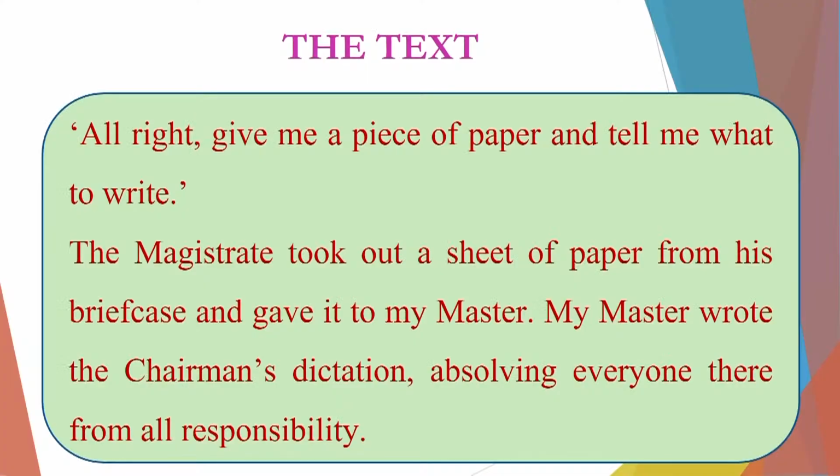What happened next? "All right, give me a piece of paper and tell me what to write." So this is the speech from the master. He says that, all right, give me a piece of paper and tell me what to write. The magistrate took out a sheet of paper from his briefcase and gave it to my master. And my master wrote the chairman's dictation, absolving everyone there from all responsibility.